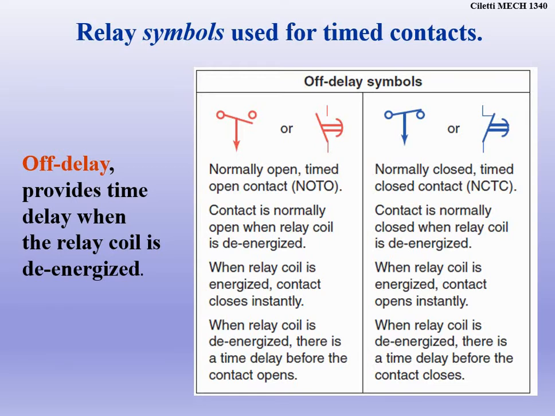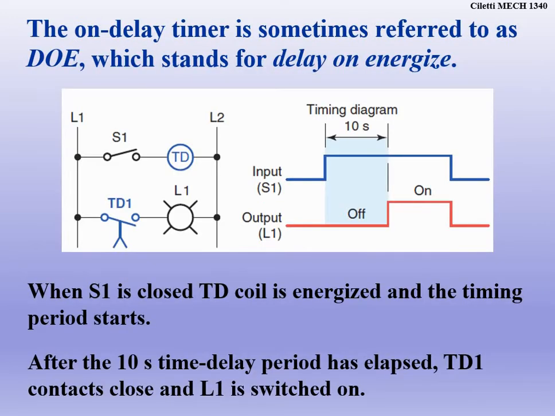Well, that's based on what? The door closes, and then the time delay starts counting down. So say it's like 10 seconds, and then after that, the dome light turns off. So that's like an off delay when you do something like that. So there's a good example of where you would use an off delay timer.